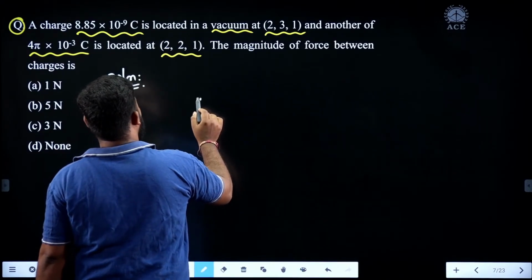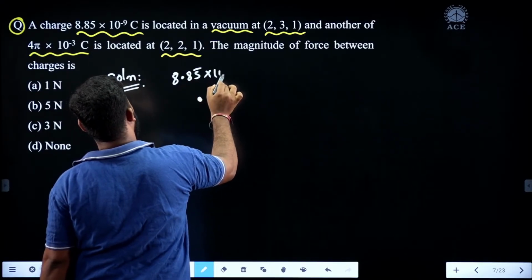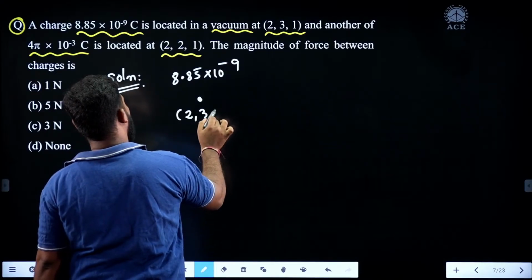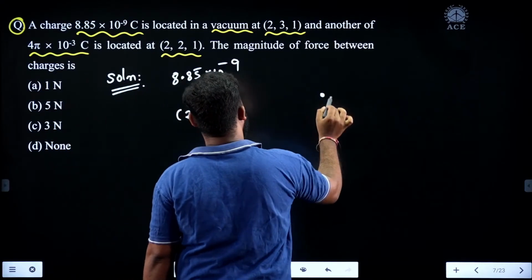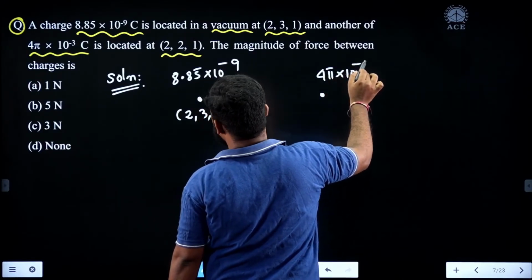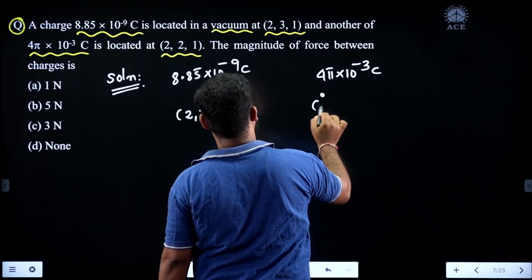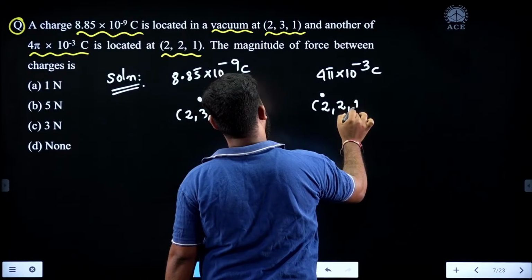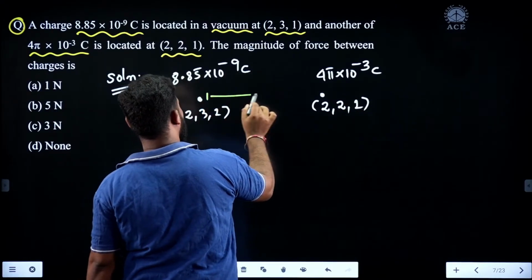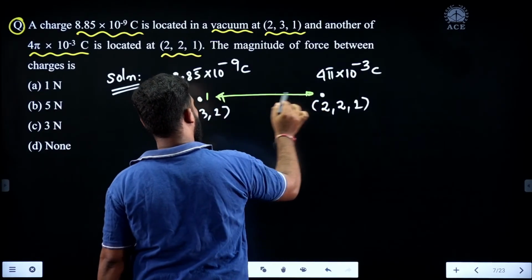So there are two charges here, 8.85 into 10 to the power of minus 9, located at 2, 3, 1. What is another charge? It is 4 pi into 10 to the power of minus 3 coulombs, located at 2, 1. What is the distance between these two? You need to find out the distance between these two charges.